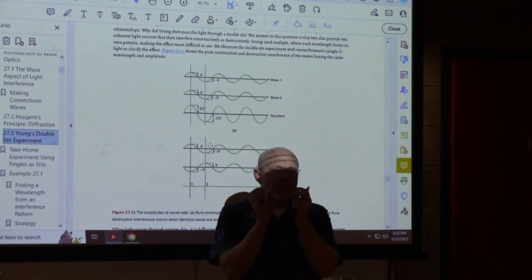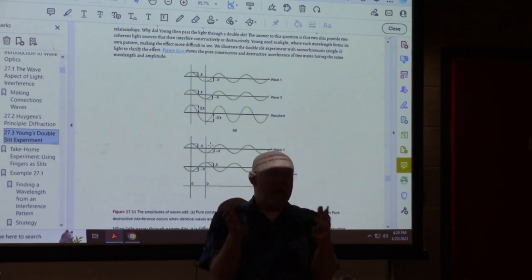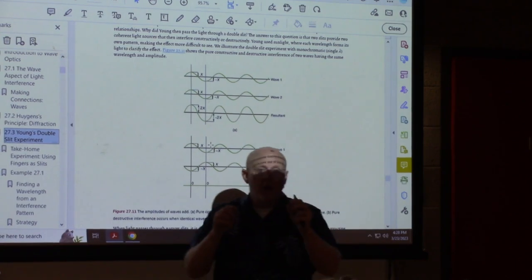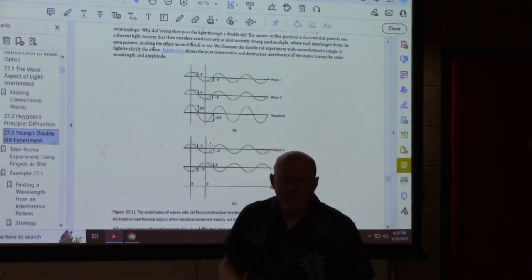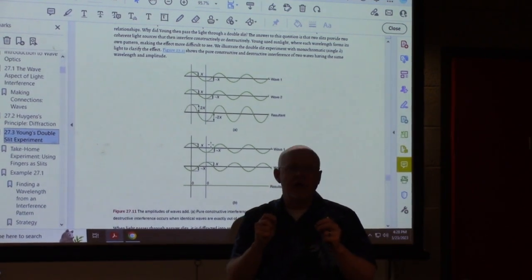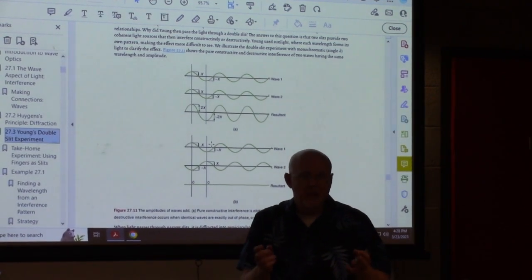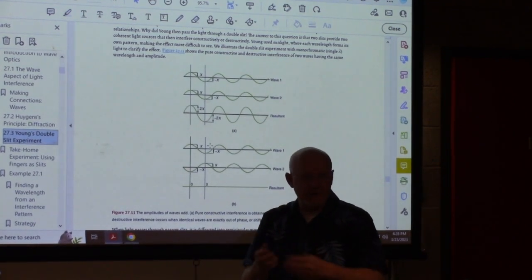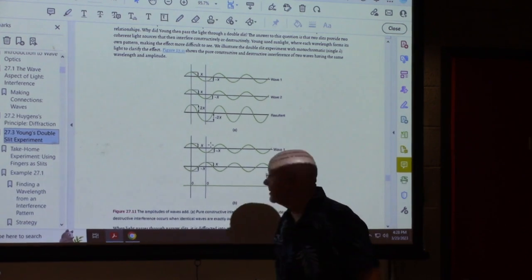Now, what this means to our eyes is a big intensity. So 2 waves like this, 2 waves where the crests line up, resulting in something like this, means you're going to get bright light. Sometimes we refer to this as constructive interference. And I think I used that word in the last section.